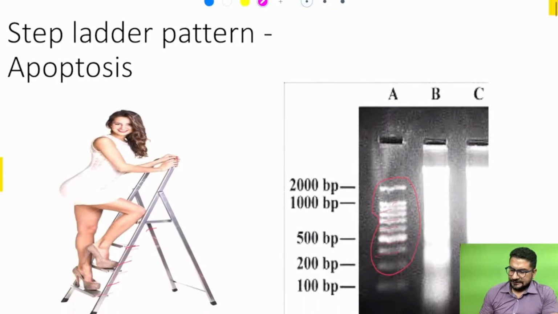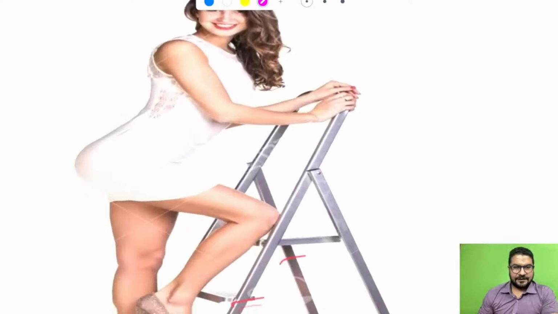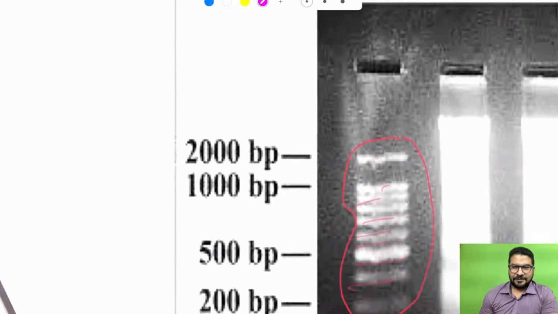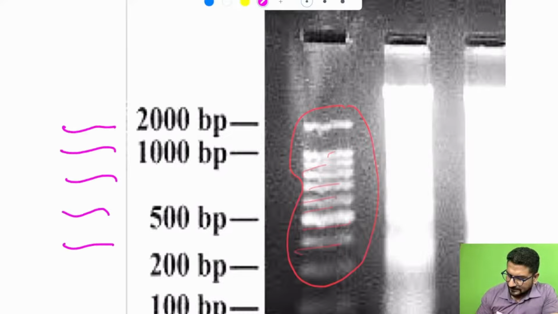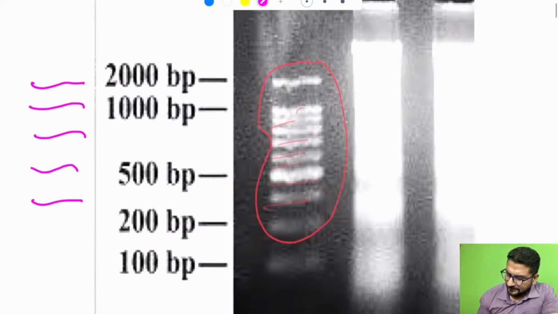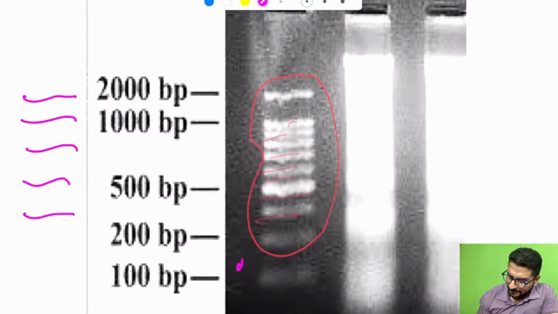ओके नाउ फोकस ऑन दिस. इस पर फोकस नहीं करना है, फोकस इधर करना है, इस पर. दिस इज कॉल्ड स्टेप लैडर पैटर्न. You can see this pattern, step ladder pattern. The step ladder pattern you will see where? Step ladder pattern you will see in apoptosis.